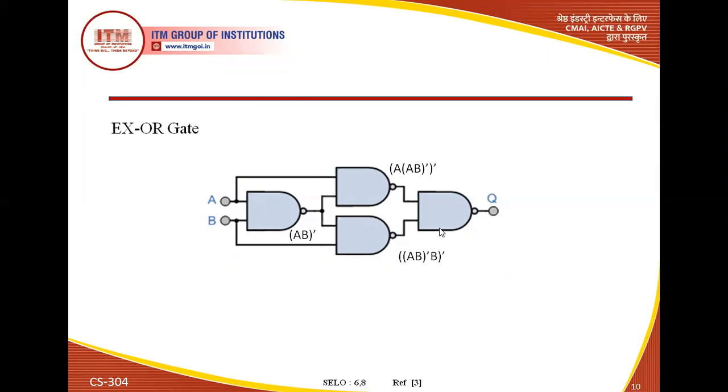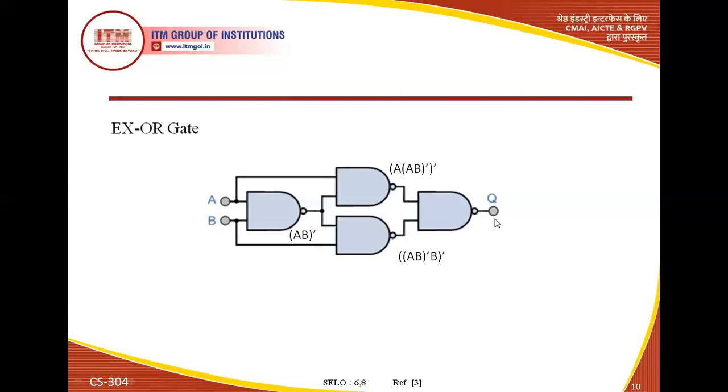And apart from this, these are the inputs for NAND gate 4. So at that time we can see what the output will be. The output will be A into (A B bar), whole bar, into B into (A B bar), whole bar. And both of these become a common bar because of this NAND gate. So here we will apply De Morgan's theorem.